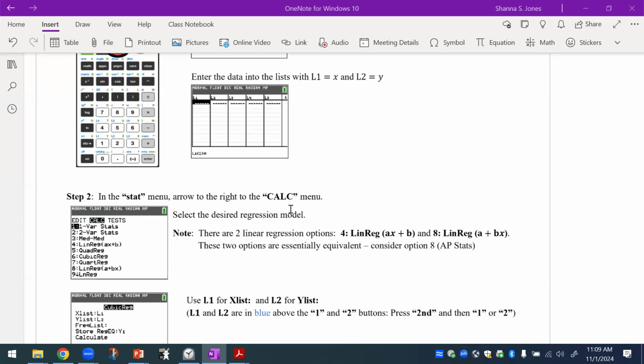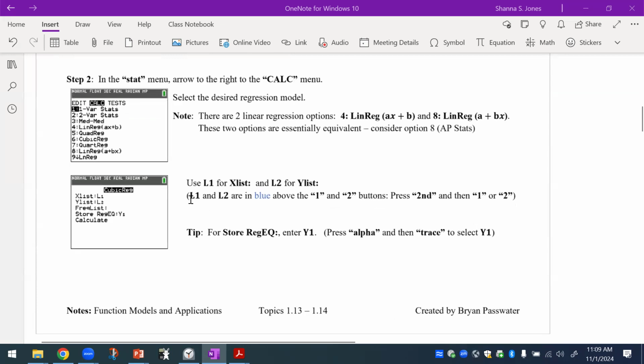There are two linear regressions. We're going to be using the first one, which is LinReg ax plus b. And then the second one is pretty much the same. It's just using AP Stat instead of AP Pre-Cal. So it's still the same.